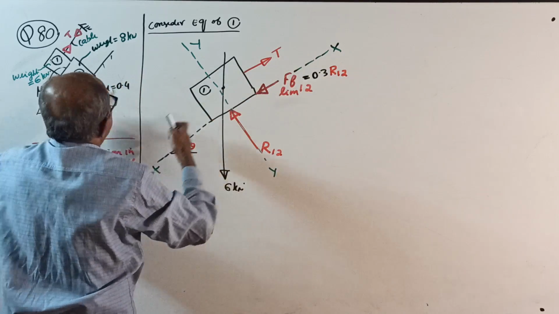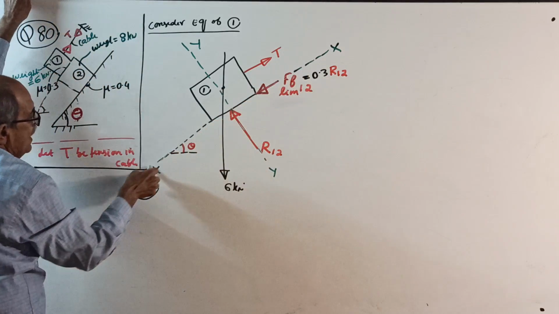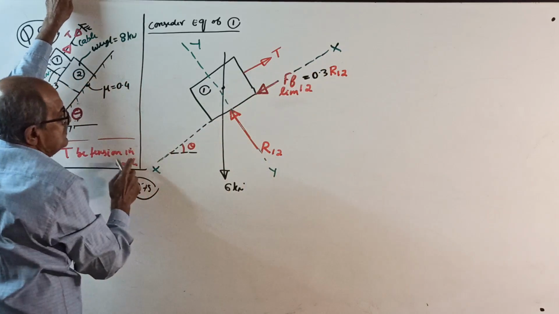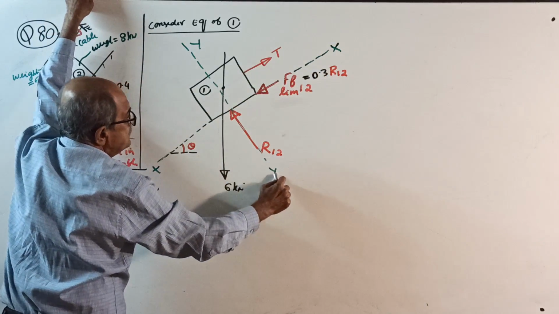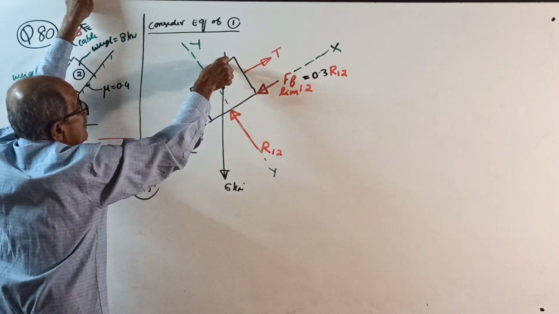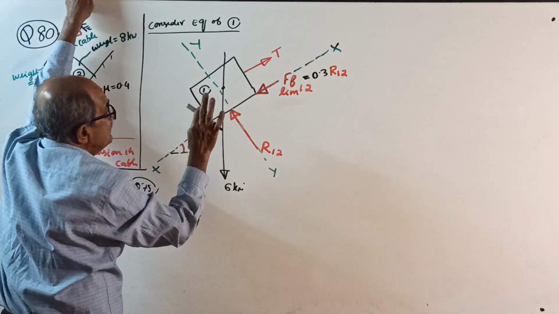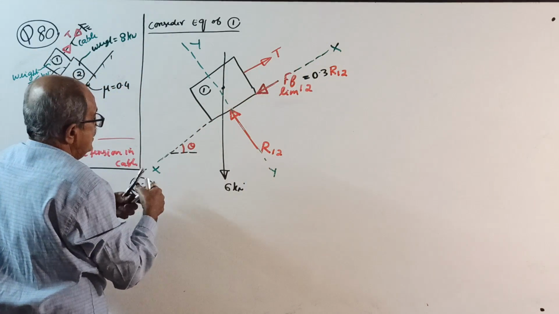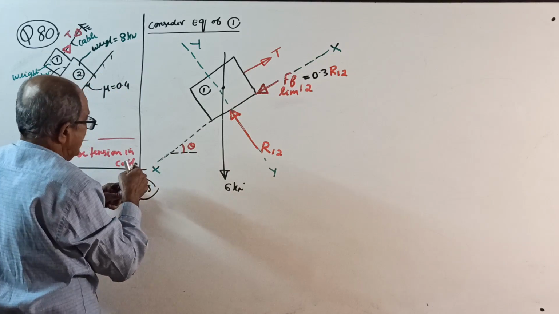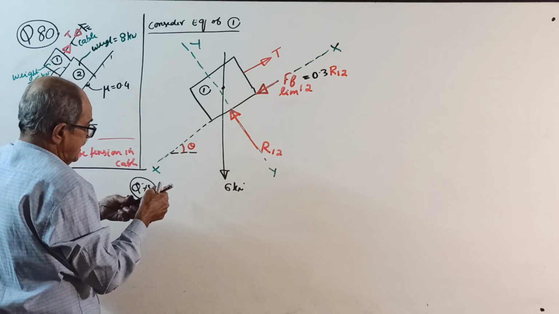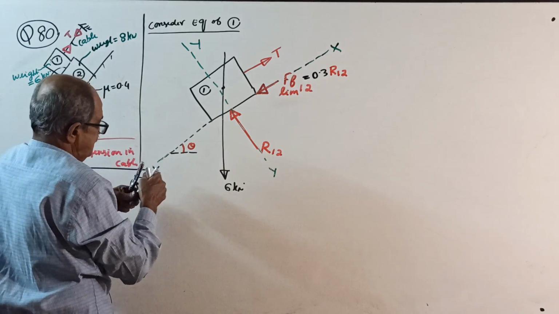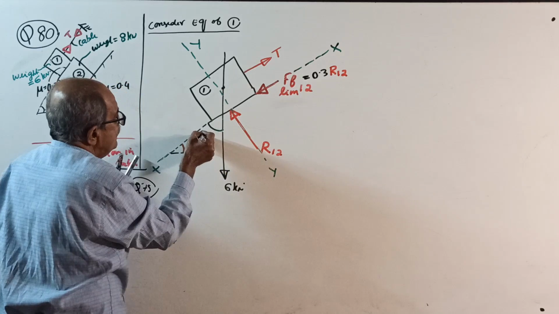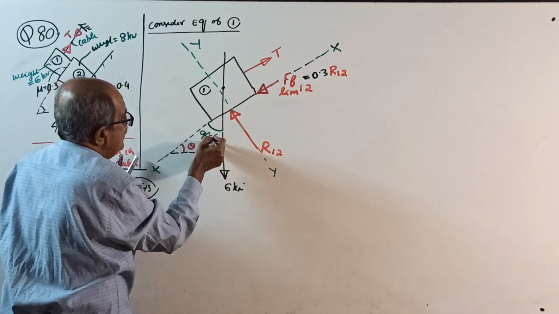See, this force is directly along XX. T also is parallel to XX. R12 is directly along YY. For this one, you need the angle with the XX, as I have told thousands of times, not this angle theta. Now be careful, this is where it becomes important. If this is theta, this angle will be 90 minus theta.